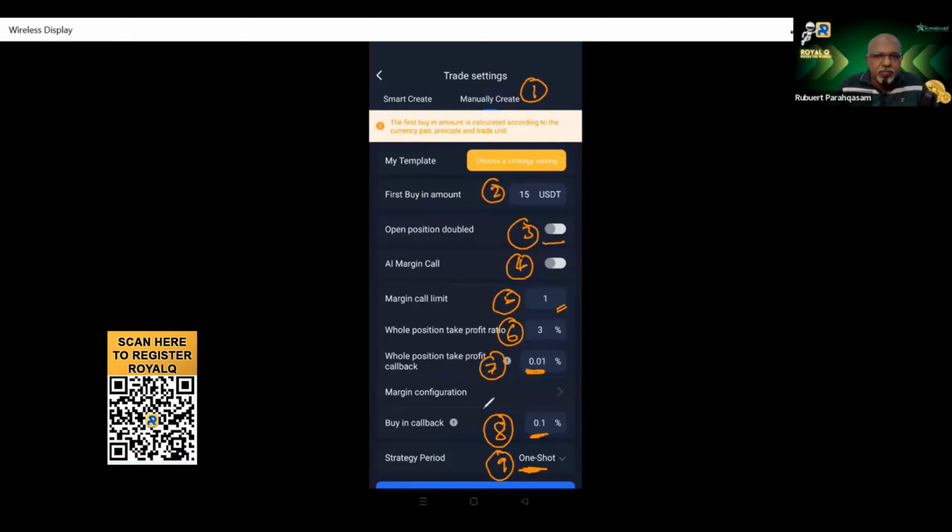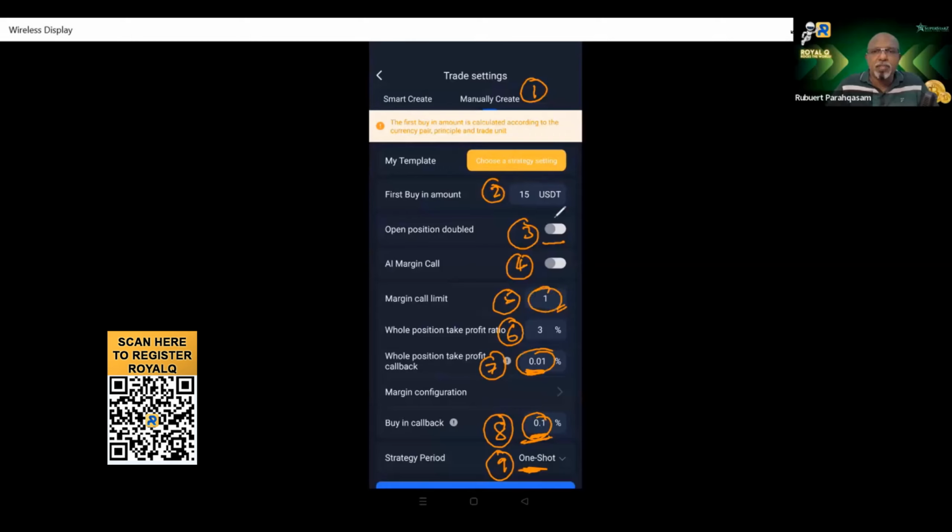Sorry, I have a question. Is the buy in callback also included in the given signal or not? No, it's not given there. You just use 0.1. Oh, okay. This will be fixed as 0.1. Actually, this is also fixed at 0.01. When you are new, it's just 1.